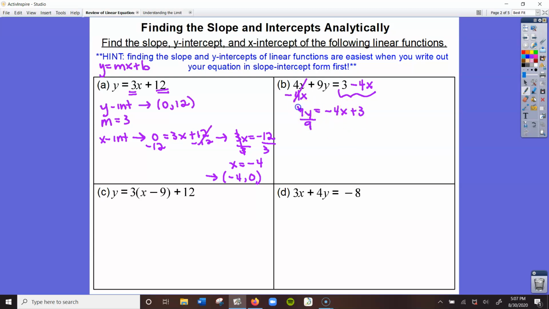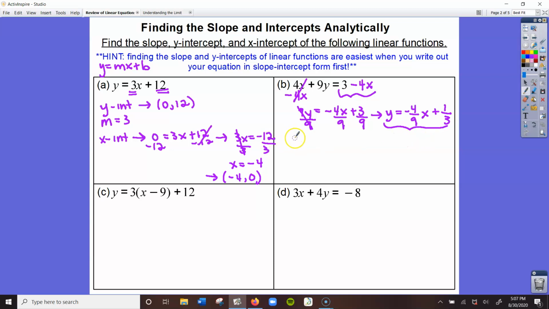To finish with this, to change it to y equals mx plus b, we're going to have to divide by 9. When we divide the 9 on the other side, you have to divide every term by 9. So now my equation is going to read y equals negative 4 over 9 x plus 3 over 9. 3 over 9 can be simplified. Both 3 and 9 are divisible by 3. 3 divided by 3 is 1, and 9 divided by 3 is 3. So this is my equation in slope-intercept form.